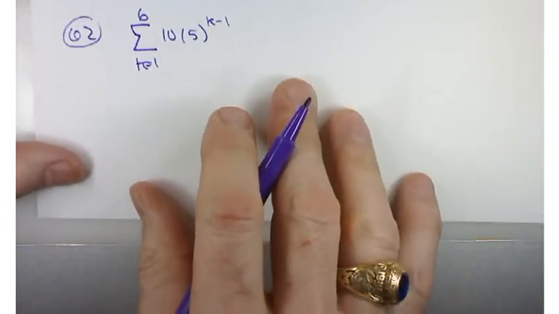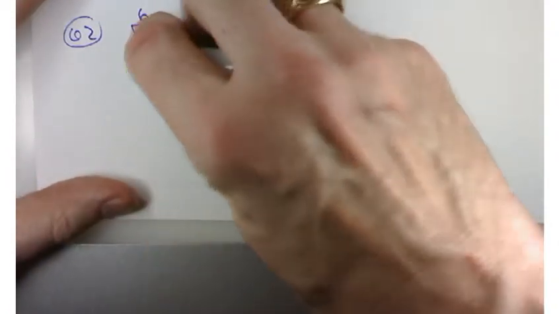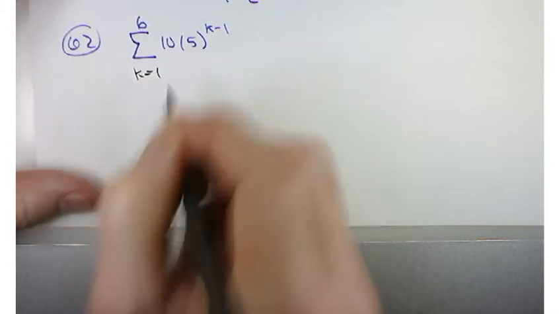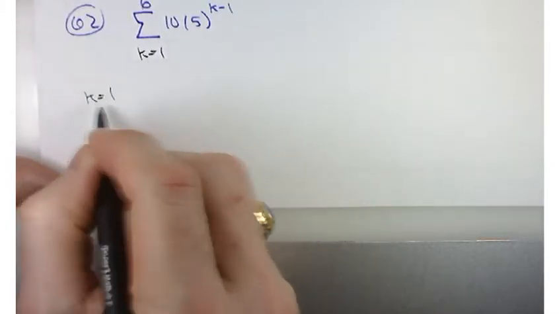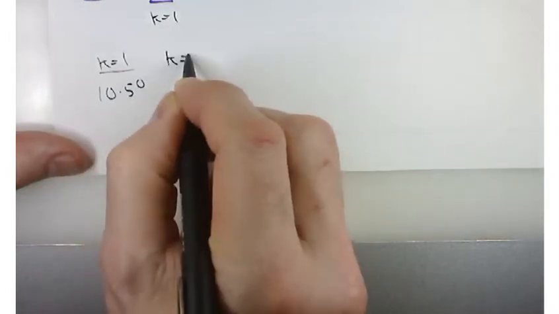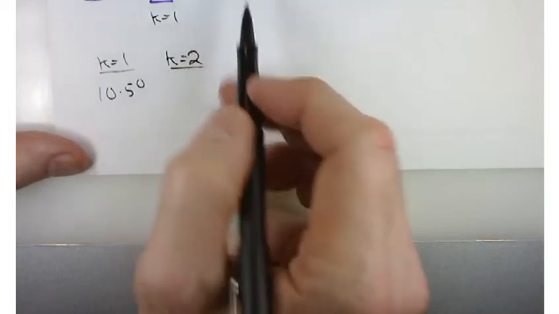Now with these things, it might not be a bad idea to write out the first few terms. You can even write out all the terms just to convince yourself and see what's going on here. So at the first term, at k equals 1, I get 10 times 5 to the 0 power. Well, 1 minus 1 was 0, right?